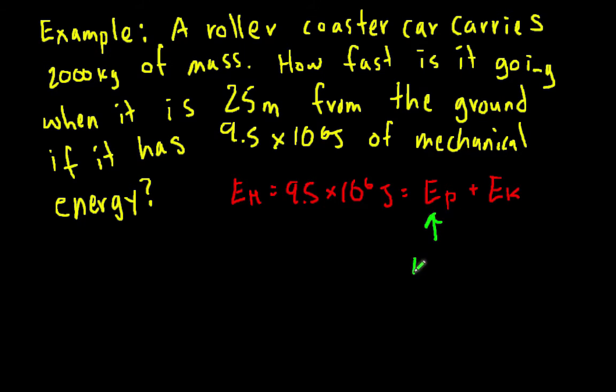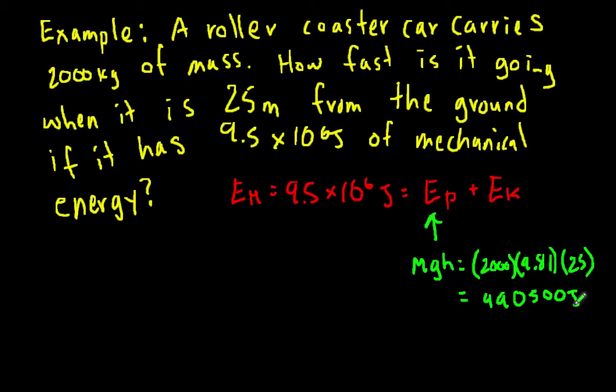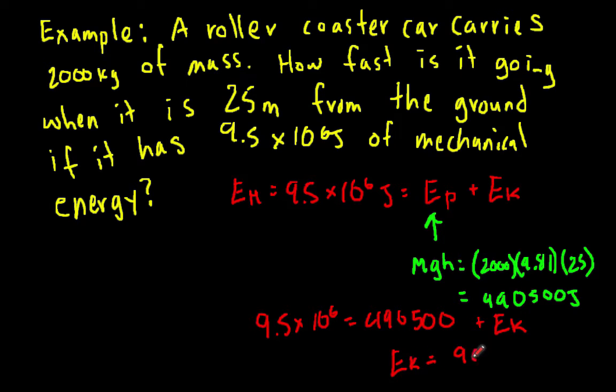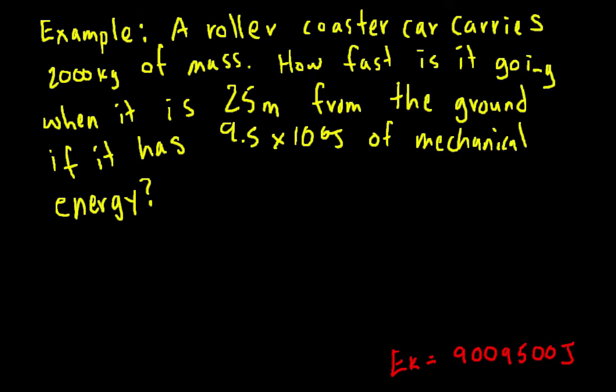The potential energy is mgh, which is 2,000 times 9.81 times 25 meters. This is a potential energy of 490,500 joules. So the mechanical energy is 490,500 joules plus kinetic energy, which means the kinetic energy can be solved for by subtracting potential from mechanical, and is 9,009,500 joules.